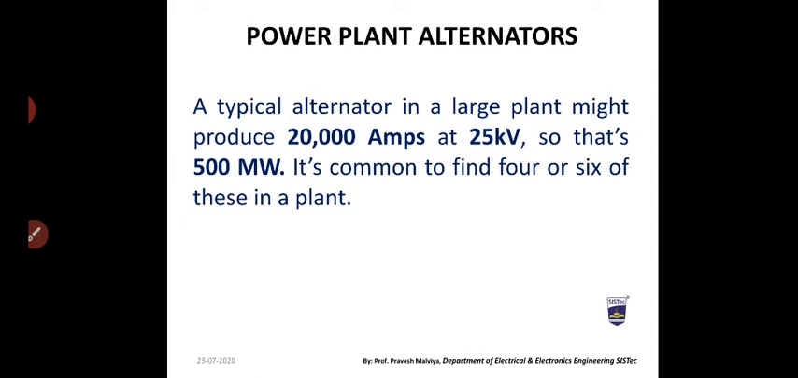Why is there not only a single generator? To match the maximum demand capacity, we need to operate various alternators in parallel. One generator cannot satisfy the demand of the grid, so we need to have 4 to 6 alternators available in the power plant.